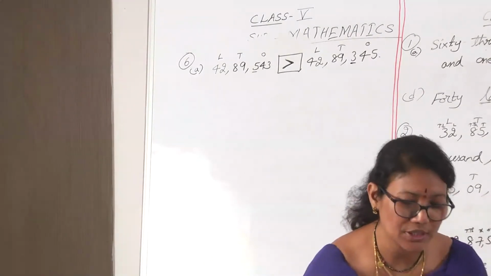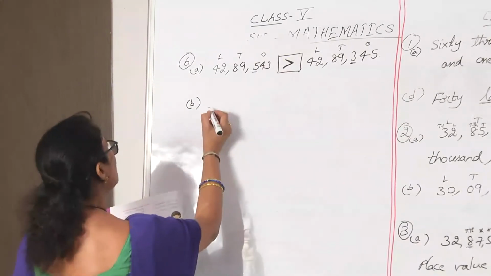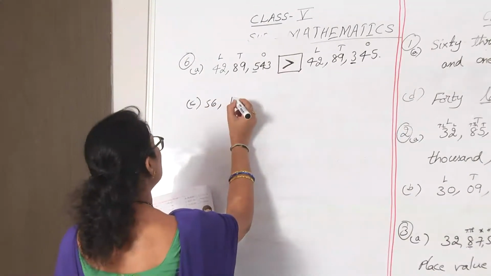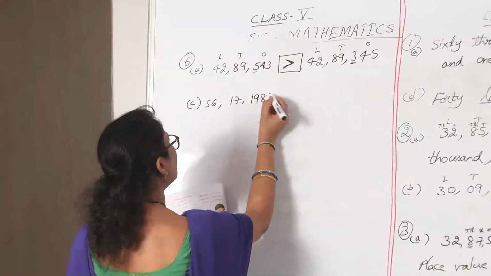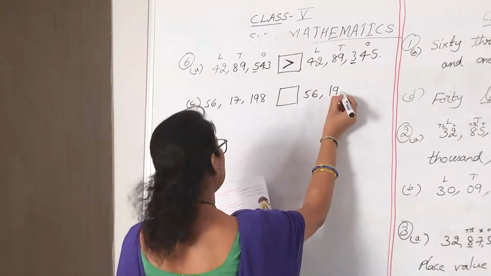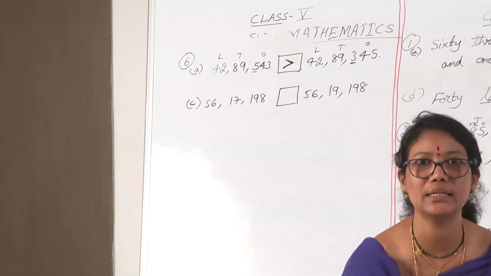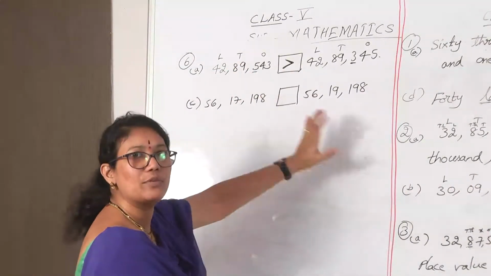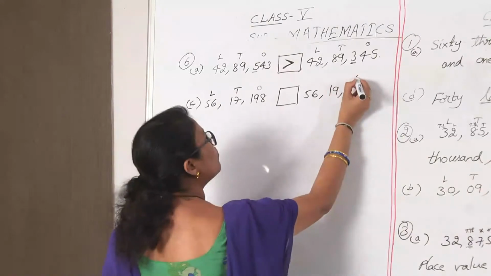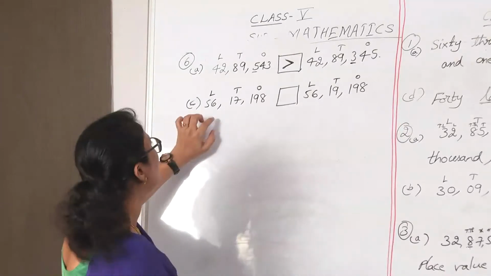Coming to the next one more bit. Well, let us work out C in this. It is 56 lakh 17,198 compared to the second number, 56 lakh 19,198. The same method we follow, applying it period wise. Moving on period wise: ones, thousands, lakhs, ones, thousands, lakhs. Now we start comparing with the lakhs period, right?